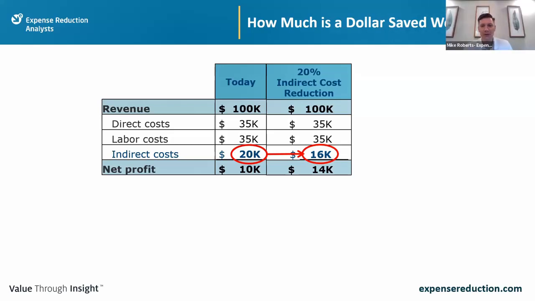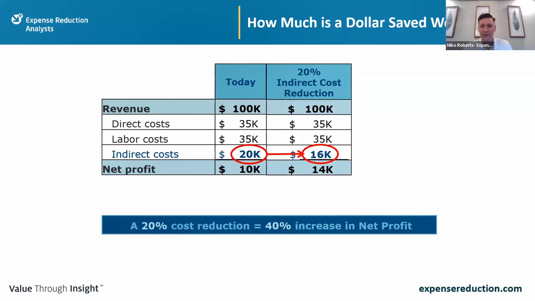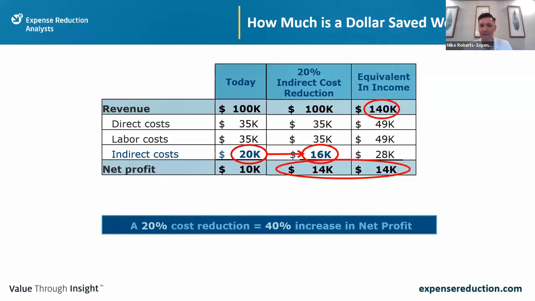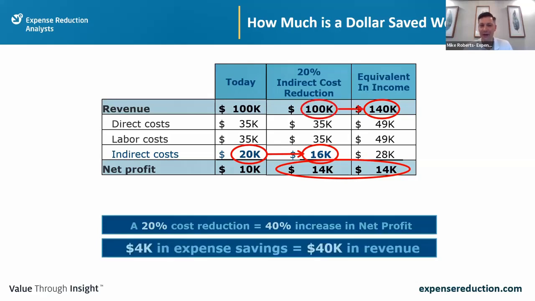Okay, good. So we're all on the same page with the 20% indirect cost reduction that goes straight to the bottom line. There are no expenses that come out of that cost reduction, so it goes straight to the bottom line. So essentially, a 20% cost reduction in indirect costs is equivalent to a 40% increase in net profit in this example. Based on the initial scenario, to get to that same net profit, revenue would have to be increased by $40,000 to achieve the same $4,000 net profit increase.